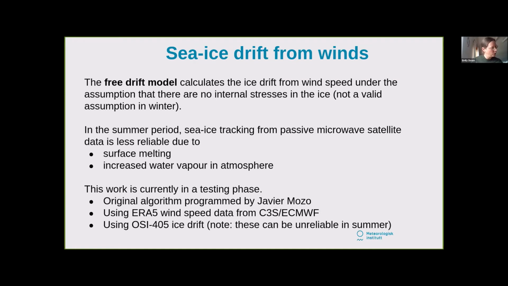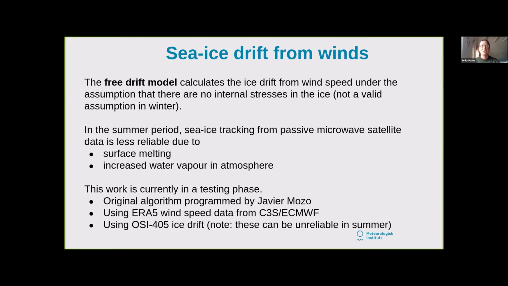And then I'm going to quickly talk about calculation of sea ice drift from wind speed, which is something we're investigating using the free drift model. So this is a model which links sea ice drift to wind speed with the assumption that there's no internal stresses in the ice. So it's treating the ice as individual floating lumps really, rather than something with stresses in. And that's quite valid in the summer where the ice tends to move more freely, but it's less valid in the winter where the ice can be more compacted.